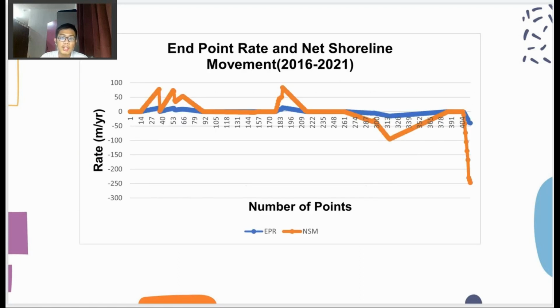So we're moving back to the graph just now. As you can see, near the left area is the Sungai Balang area, and near the right area is Teluk Bakong area. As you can see, erosion occurs more on Teluk Bakong area, and accretion occurs more on the Sungai Balang area.